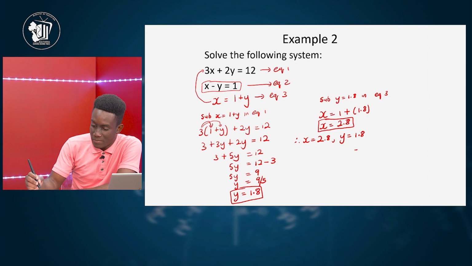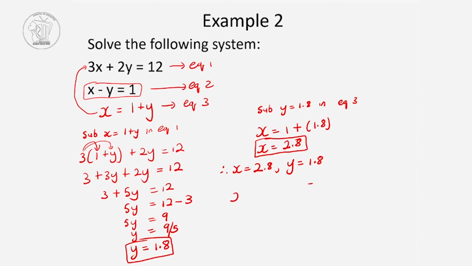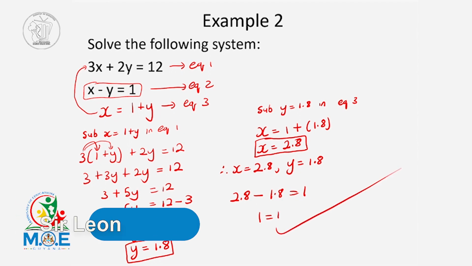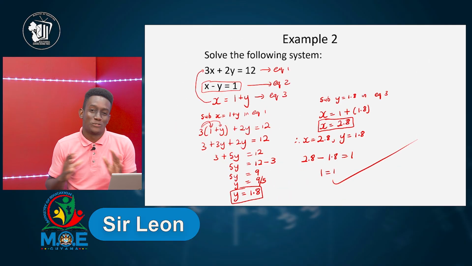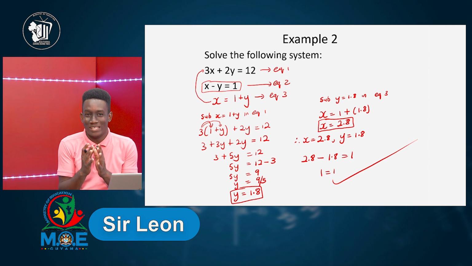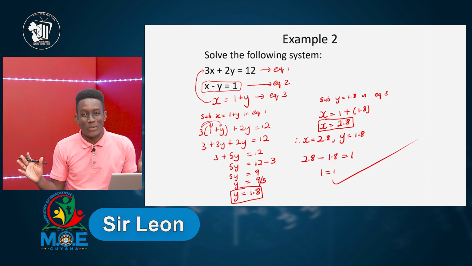So we'll have x minus y is equal to 1. So x is 2.8, subtract y, which is 1.8, and that should be equal to 1. So when we work this out, 2.8 subtract 1.8 will give us 1 is equal to 1. So that checks out and we know our answer is absolutely correct. We are in the clear to get all the marks.